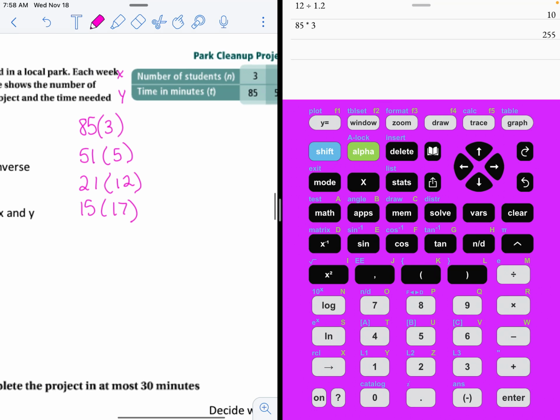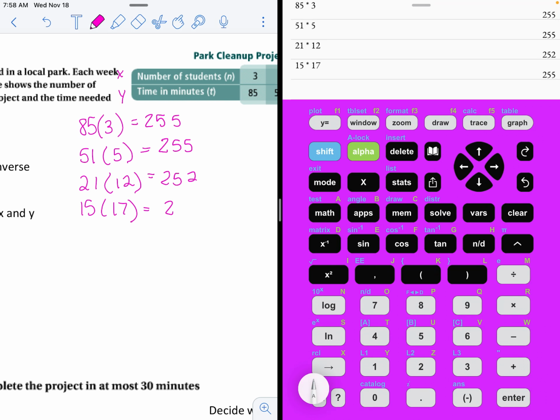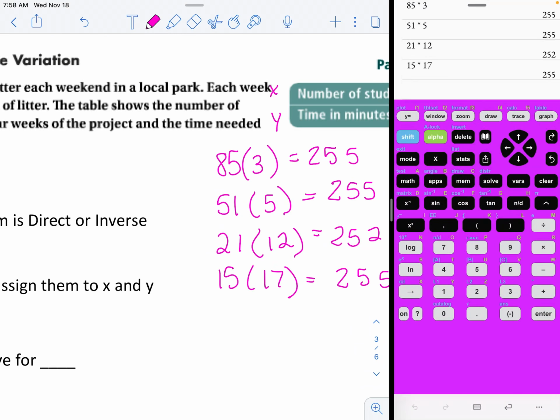So we get 255 for this one. So we're looking for what is about constant. 51 times 5. Okay, so we're still at 255. That looks like it's going to be our constant, but let's do 21 times 12. All right, 252. So we're getting pretty good numbers here. I mean, like we said, maybe Sally came and Sally's not quite as good of a helper as everybody else. So maybe that's why that one's just thrown off a little bit.